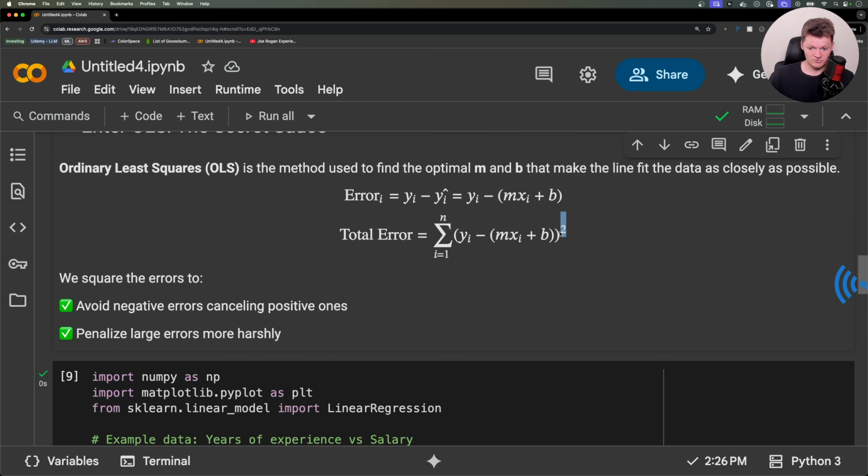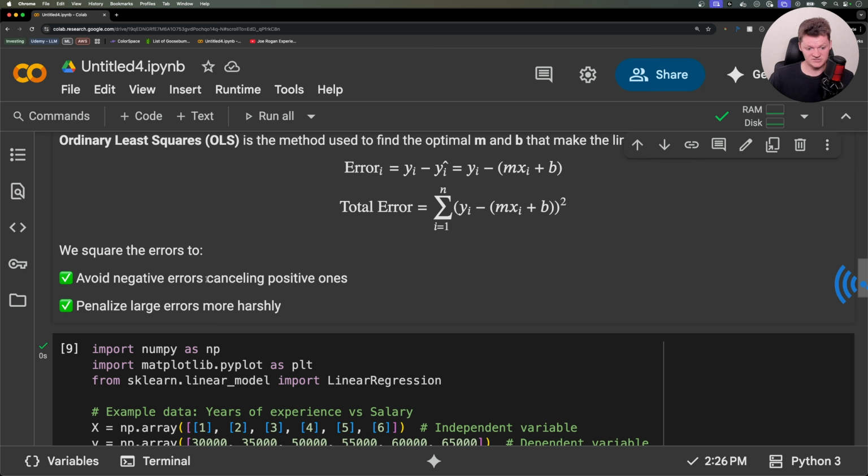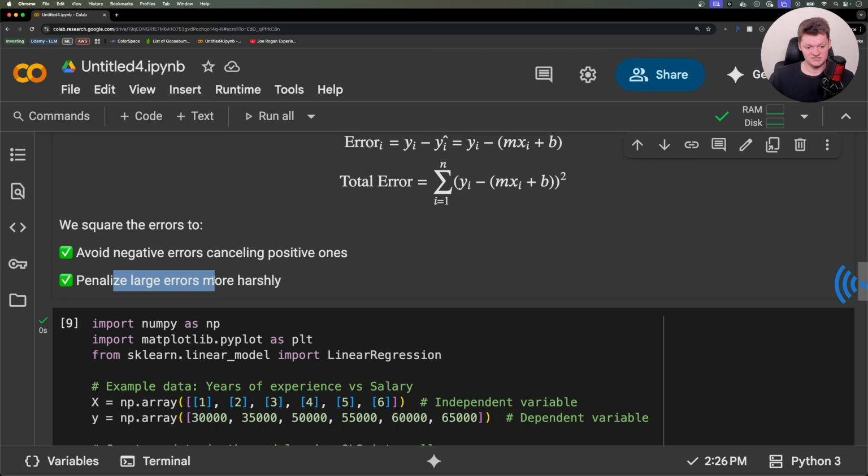And the question I often hear is, why do people square the error? That is to avoid negative errors, so you just have positive ones, because if you multiply a negative and a negative, you get a positive, and also to penalize large errors more harshly. Because it's squared, it's an exponential increase.